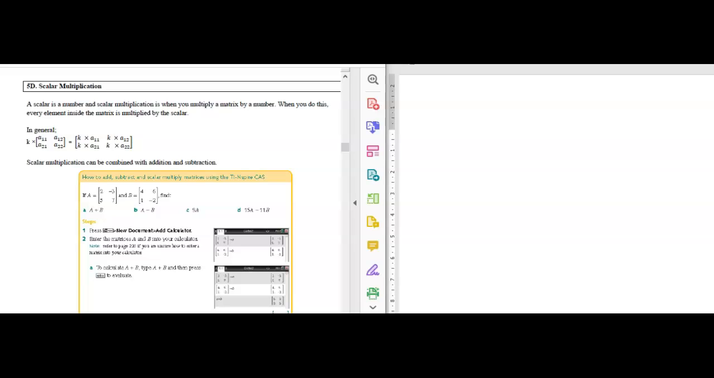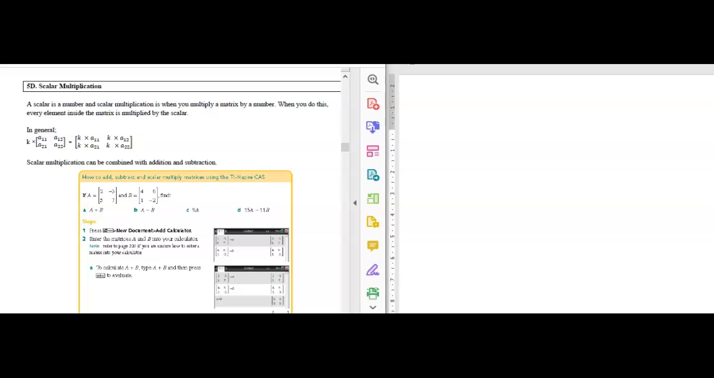Hi ladies, in this video we're going to go through 5D, which is scalar multiplication. With matrices there's two types of multiplication. There's what we're going to do in this video, which is scalar multiplication, and then there's matrix multiplication. Scalar multiplication is extremely easy.